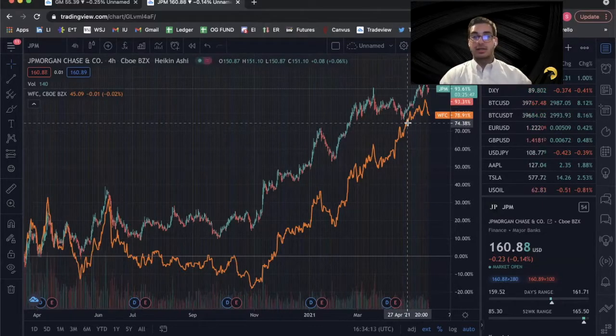Versus if you look at a company like JP Morgan and Morgan Stanley, they tend to go up 70 some percent of the time after earnings are released. This past quarter was an exception, but it's worked 9 out of 10 of the last quarters.